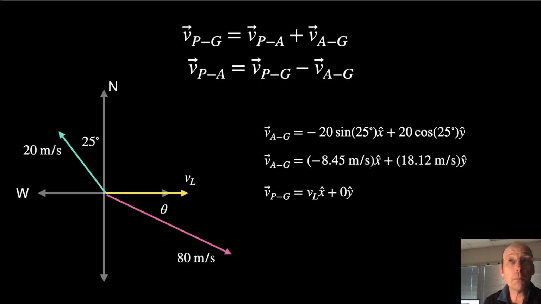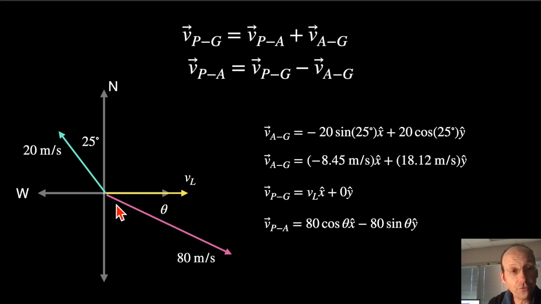For the velocity of the plane with respect to the ground, I don't know the value, but I do know that it has no y direction. It's only in the x direction. So I'm going to call this value VL, the landing velocity, just for fun. But that's the magnitude of the speed, and the direction I know is in the x direction.